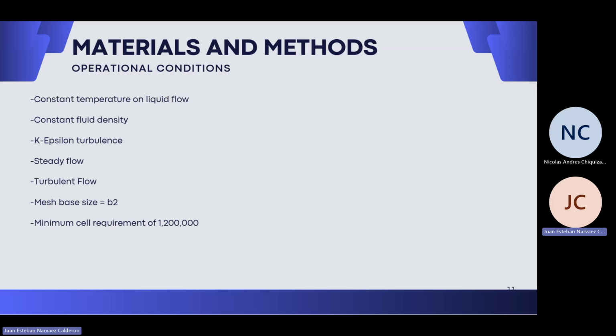We chose steady flow, so the time wouldn't have anything to do with the pump. It had no relation. We also chose a mesh base size of the exit of the volute, and we had a minimum cell requirement of 1,200,000.